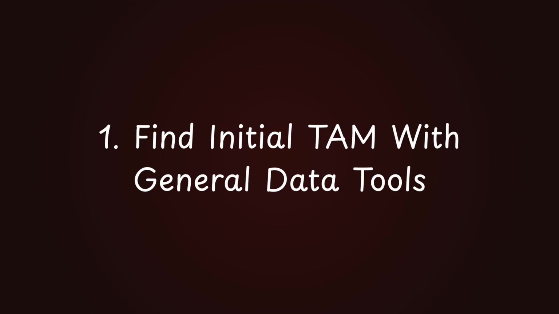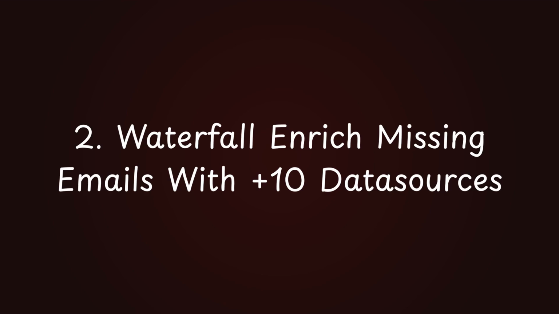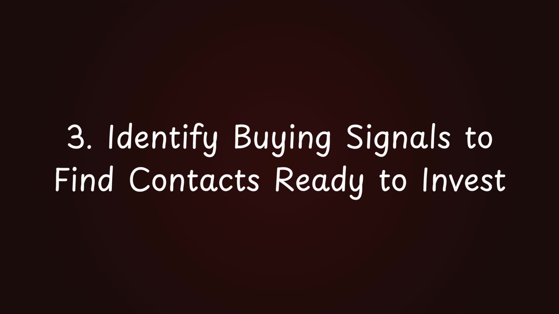So I created this 3-layer scraping system that goes like this. The first step is to find your total addressable market with a few different wide-range data tools. The second step is to waterfall enrich the contacts that we didn't find the email addresses for with over 10 different data sources. And then we will find buying signals for these contacts, so we can find people that are looking for solutions right now. So let's get into the first step, which is finding your initial lead lists.